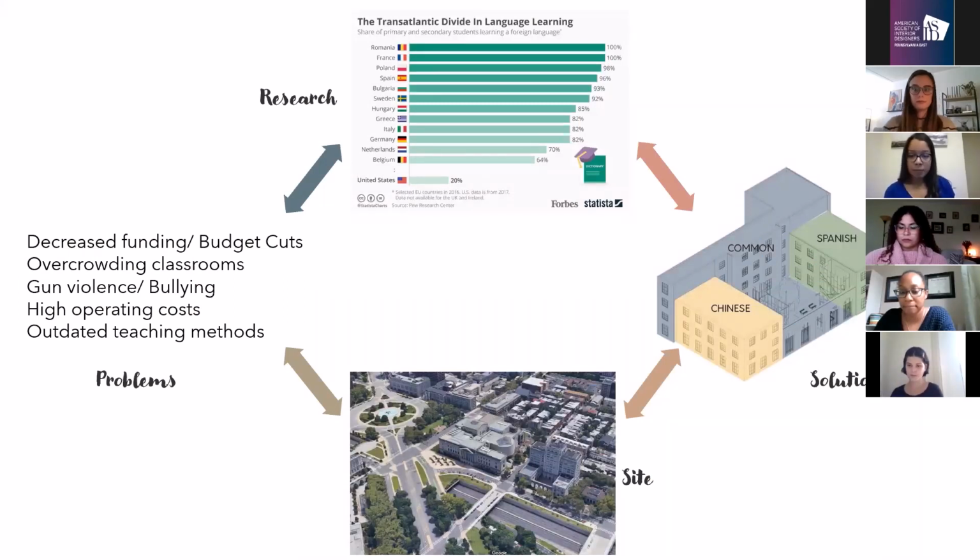So this is how it relates to my project. The one statistic I found was by Forbes, and they say that only 20% of students learn a foreign language in the United States. Meanwhile, the rest of the world is over 80%. So this really drove my design to think about how we can really transform our educational system, because in America it's really outdated. A lot of schools have outdated construction, and they have issues with budgeting, so they're not able to update schools to really adapt to children's needs.